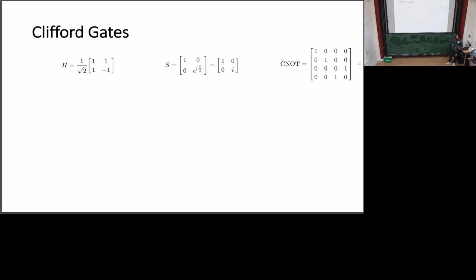Okay, so what is Clifford? Clifford gates are quantum gates that were defined by Daniel Gottesman in terms of quantum error correction. And these gates turn out to be useful there and in many other things. So we have three special gates. The Hadamard gate, which is just computing the Fourier transform of a single qubit. And the phase gate, just putting a phase i on the one state. And the CNOT.